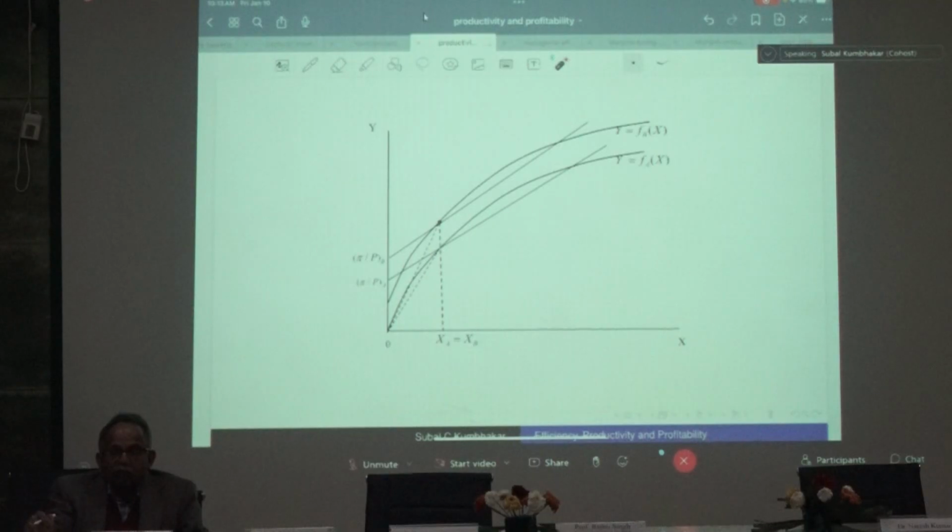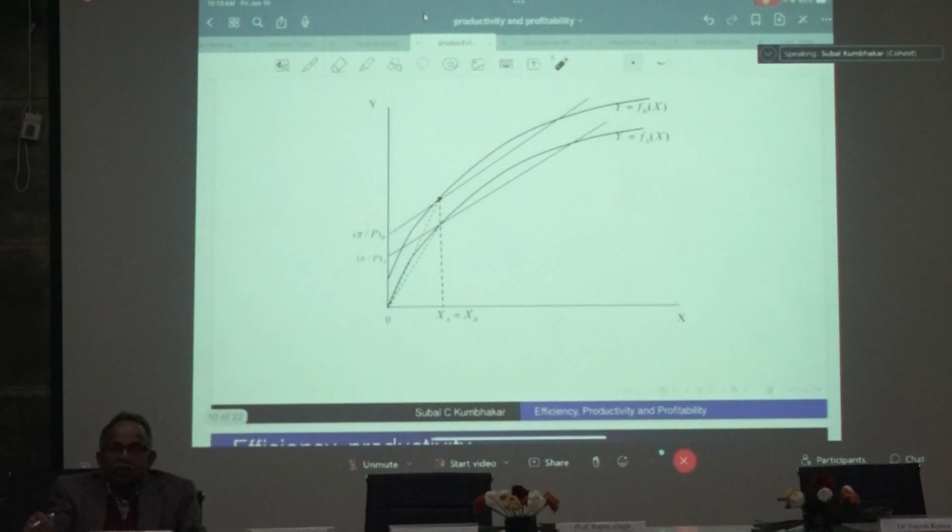Now look at this graph. I just told you that productivity is decreasing as you have more resources. That is based on the assumption that your technology is exactly the same. So if you think in terms of two firms A and B, the technology for firm A is given by this production function, and the technology of firm B is given by this production function. That's a higher one. Now think of both firms having exactly the same amount of resources. Which one is going to be more productive?